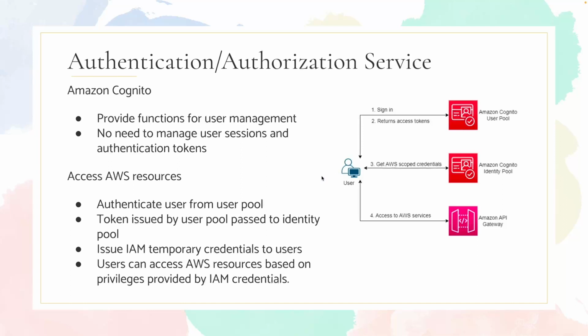The only thing required is to set up the configuration for Amazon Cognito. To access AWS resources, a user must first be authenticated from the user pool. Then the user pool will issue an access token to the user. Then the token issued by the user pool will be passed to the identity pool. The identity pool will issue IAM temporary credentials to the user based on the predefined policies. Then the users can access AWS resources based on the privileges provided by the IAM credentials.